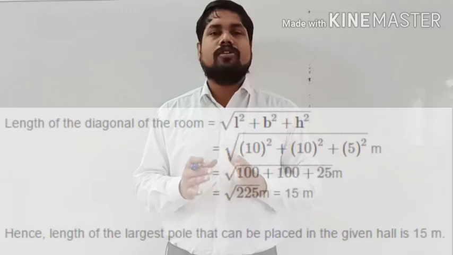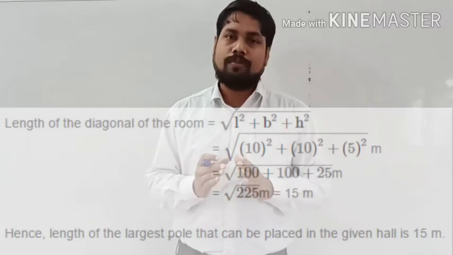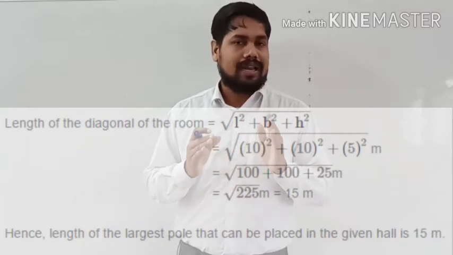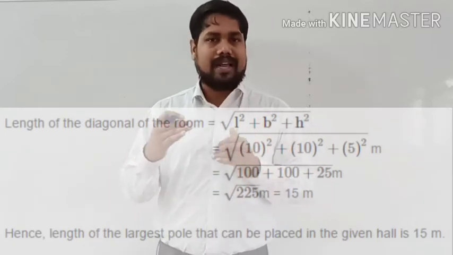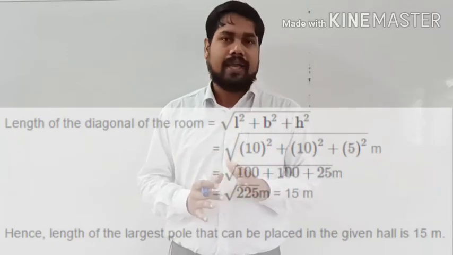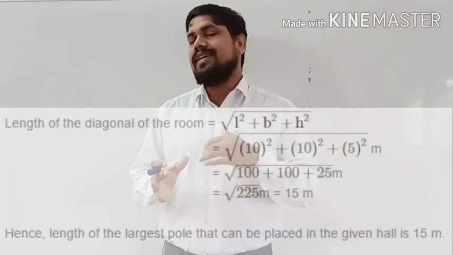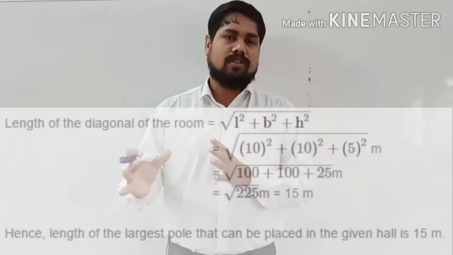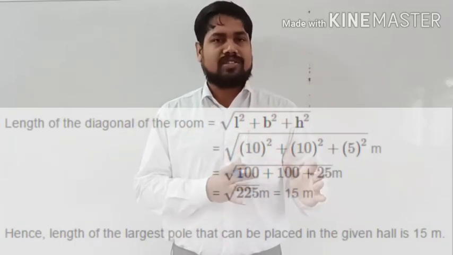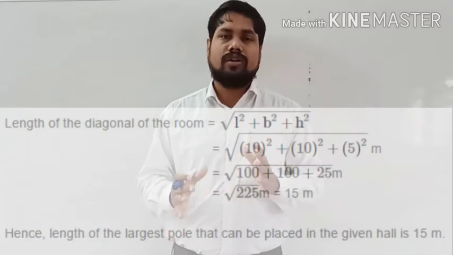उस रूम में हम लोग ज़्यादा से ज़्यादा 15 मीटर तक का पोल रख सकते हैं, जिसका लेंथ 10 मीटर है, ब्रेथ 10 मीटर है और हाइट 5 मीटर है, ठीक है? तो this type of questions very easily we can find out with the help of this formula root under L square plus B square plus H square. So fit this formula into your mind.